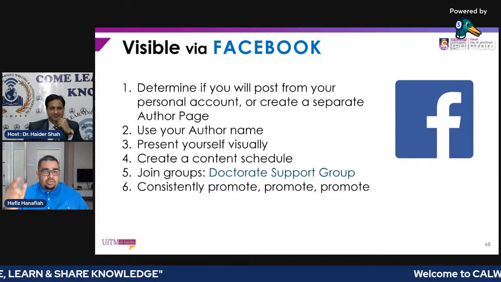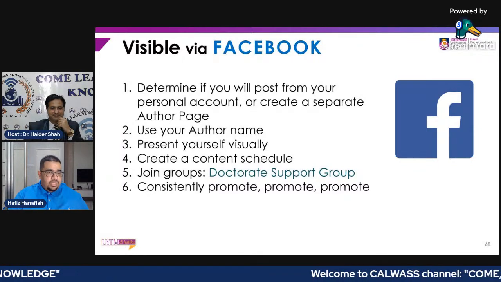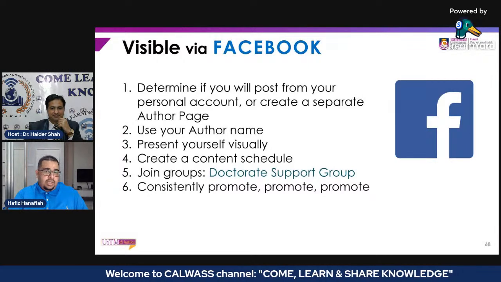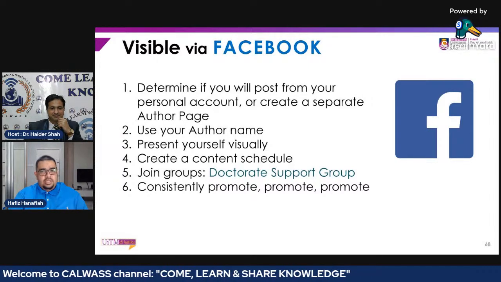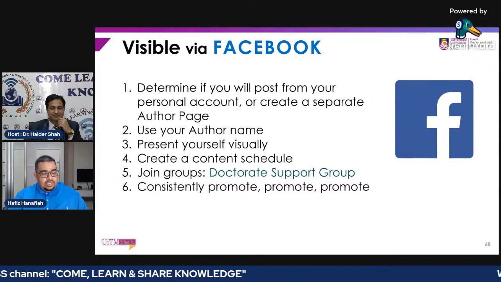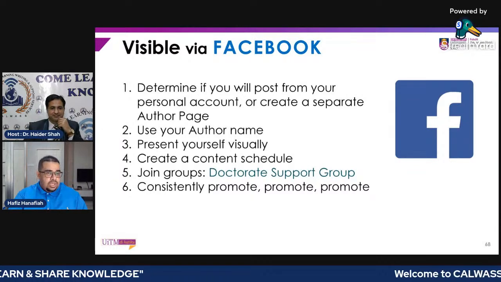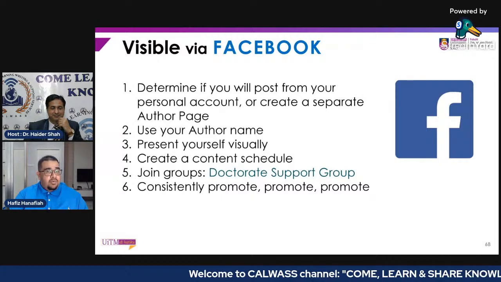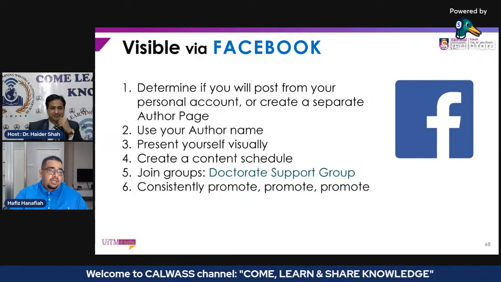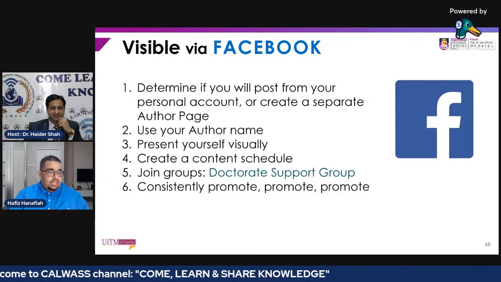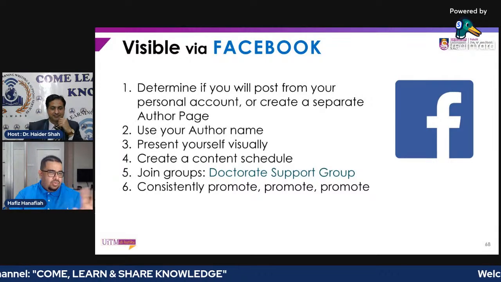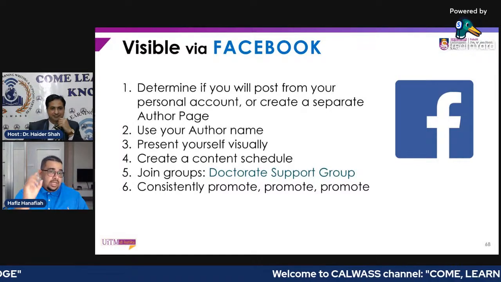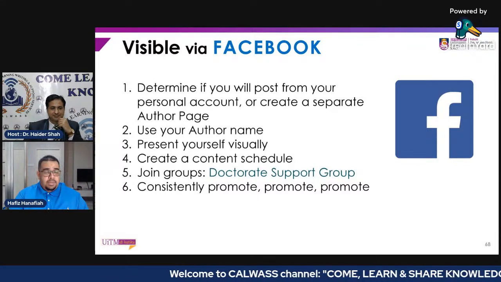So talking about Facebook, besides sharing the information, you can join groups that are focusing on research, such as the Doctorate Support Group. This is one of the biggest groups on research, which allows you to get information about conferences, about publications, or even if you have a problem getting articles, you can just share that. Say you need a particular paper. Within 2 to 3 minutes, there will be someone sharing the link for you to download this paper or article.